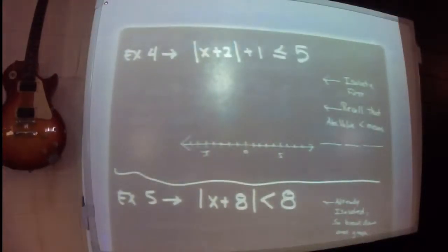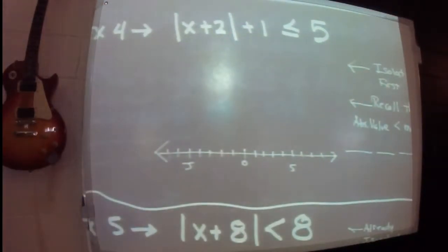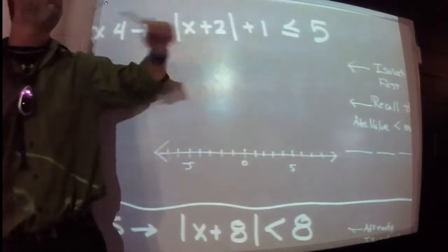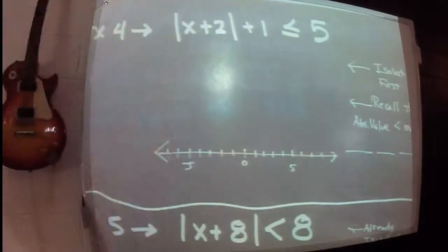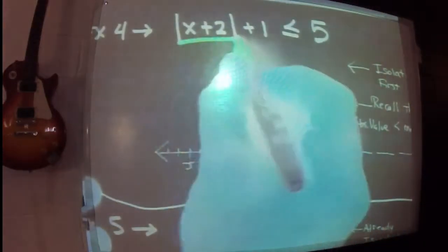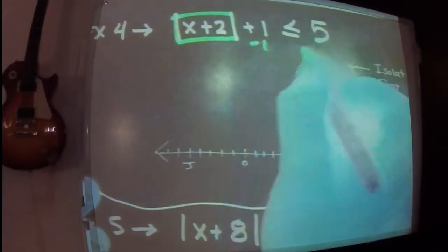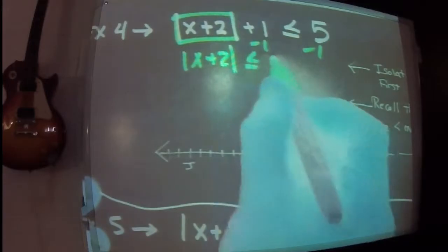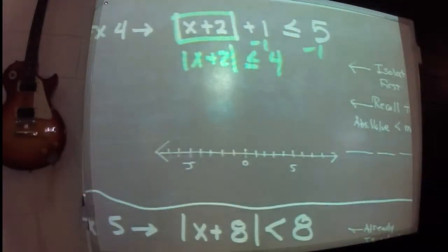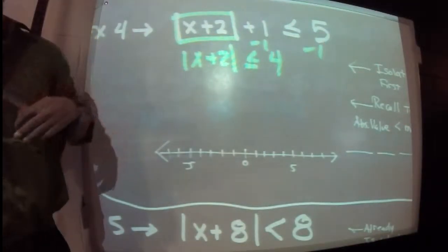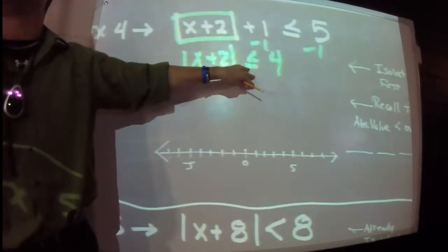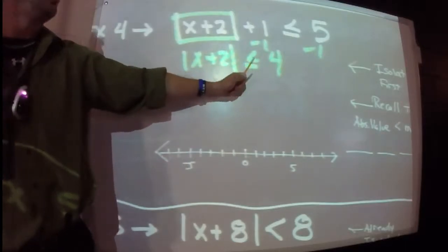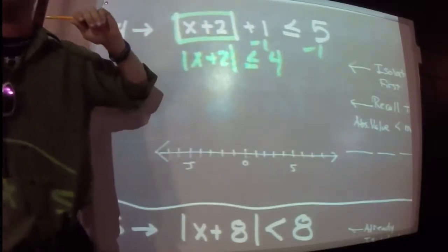Starts off more complicated. We've already got past the basics. First thing I need to do on this one is what? Isolate. So I do that by doing what? Minus the 1. We need to isolate this box by itself. So I need to get this 1 off of it. Absolute value of x plus 2 is less than or equal to 4. This is an absolute value inequality. It's not an absolute value equation, because that's not an equal sign. It's an inequality. Depends on what this is as to what you do.